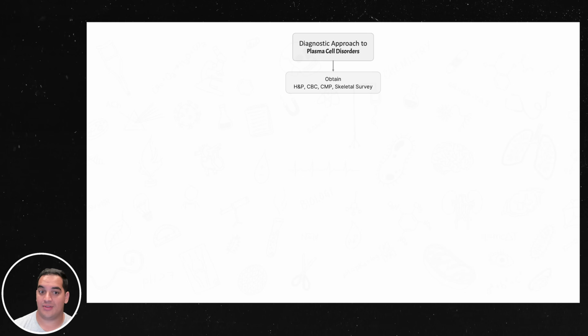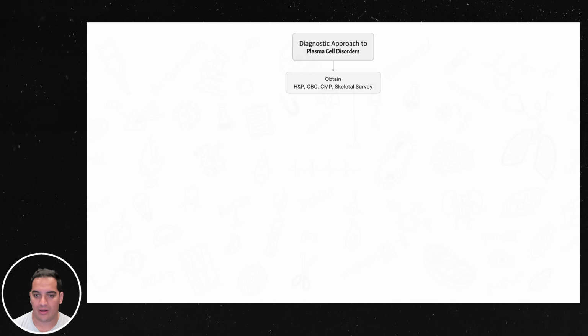A CBC is also going to be really good because it's going to be able to pick up anemia, right? A CMP will be great because it can actually tell me my protein gap, which I'll explain, and it can also tell me what my calcium is and if that's elevated. And a skeletal survey goes along with a good physical exam: they have pain in their back and I find a lesion here, or they have pain around their ribs or on their skull and I find lesions there. That can be associated with combining a physical exam and appropriate imaging.